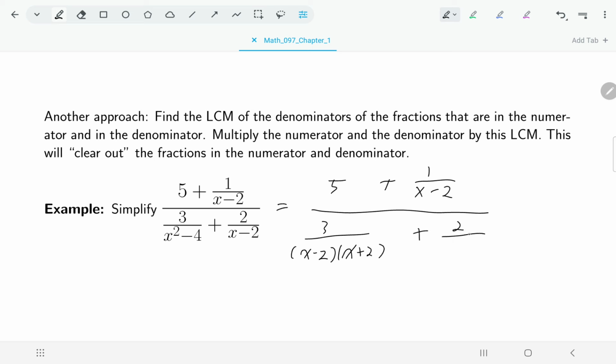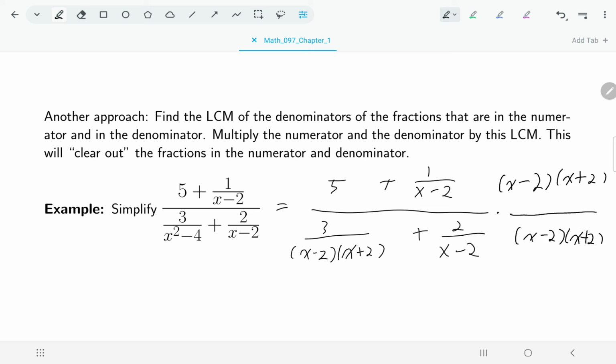And now here's where we do something slightly different. What we're going to do now is look at all of the fractions that we have in the top and in the bottom and ask ourselves what would be the common denominator. So if we look at the three fractions that we currently have, the common denominator for those three fractions would be x minus 2, x plus 2. So what we're going to do now is not make common denominators, but instead, for everybody on the top and everybody on the bottom, we're going to multiply them by x minus 2, x plus 2.